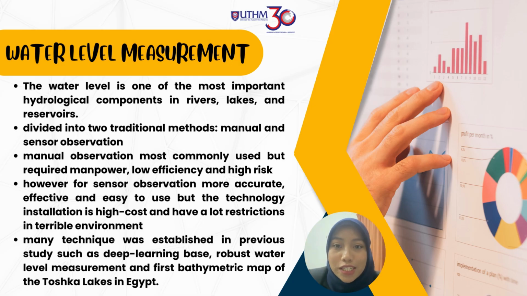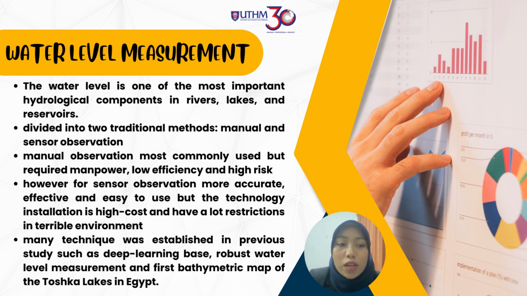Chapter 2 is the literature review. This is my paper findings, which will cover my previous study. Water level measurement. The water level is one of the most important hydrological components in rivers, lakes, and reservoirs. They are divided into 2 traditional methods, manual and sensor observation. Manual observation is most commonly used but requires manpower, is low efficiency, and high risk. However, sensor observation is more accurate, effective, and easy to use, but the technology installation is high cost and has a lot of restrictions in terrible environments.